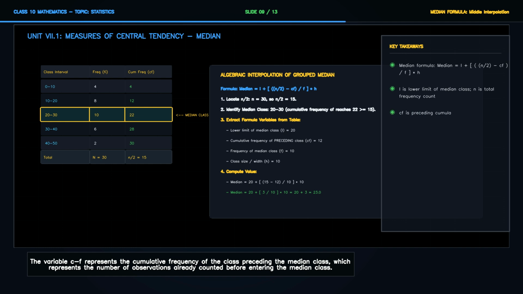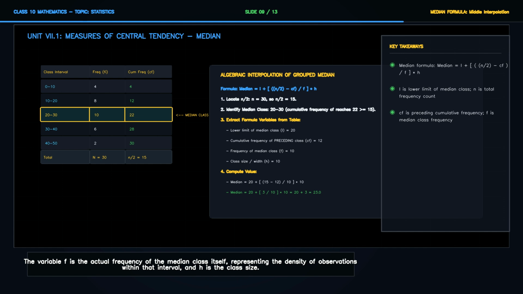The variable f is the actual frequency of the median class itself, representing the density of observations within that interval, and h is the class size. This formula linearly interpolates the remaining observations needed to reach n over 2 across the width of the median class.